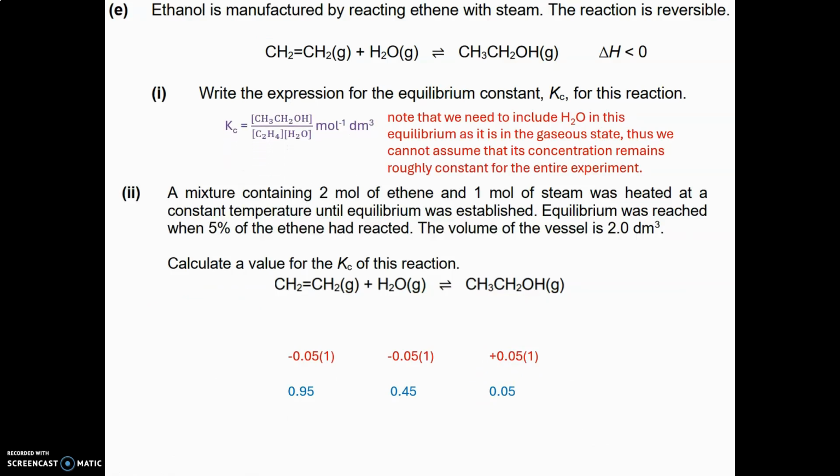Okay. Lastly, we have ethanol manufactured by reacting ethene with steam. So first part, to write the Kc expression for the reaction. Now, many students will fall into the trap. They think that the moment you see H2O, you don't need to write it. But this is not an aqueous equilibrium. It's actually a gaseous equilibrium. So you will need to consider your H2O gas in your Kc expression. So this is the Kc expression.